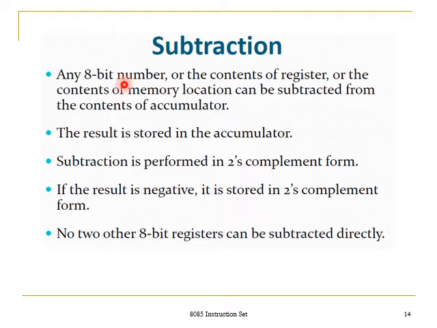Similarly, while the processor is performing a subtraction operation, one value comes from a register or memory, and the other value comes from the accumulator. The subtraction or addition operation is done, and the result is stored in the accumulator. Subtraction is performed by the microprocessor in 2's complement form. If the result is negative, it is stored in 2's complement form. No two other 8-bit registers can be subtracted directly.